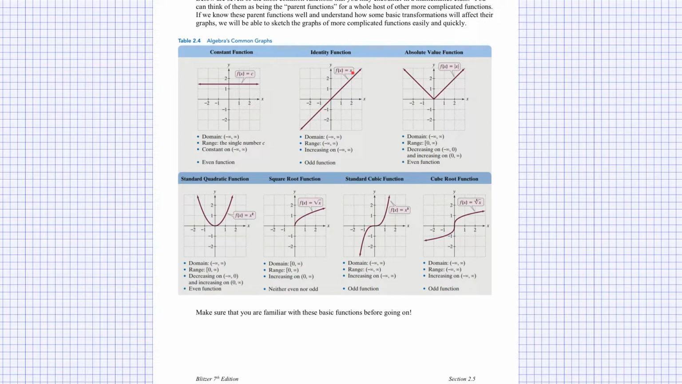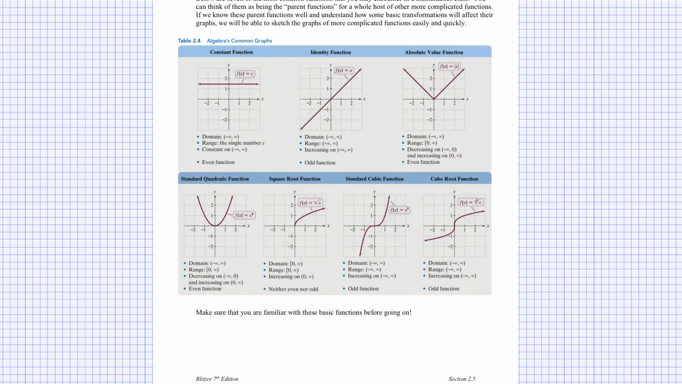So f of x equals x, or y equals x, is the identity function, and it's a line that goes through the origin. Its domain is all real numbers, its range is all real numbers, and it is increasing on its whole domain. And if we look at the graph and we ask what kind of symmetry it has, if we put a pin in the origin and turned it through 180 degrees, it would exactly match itself. So this is an odd function.